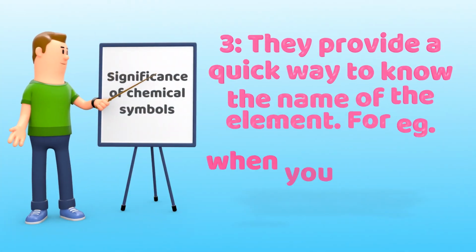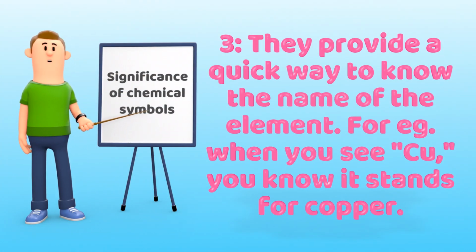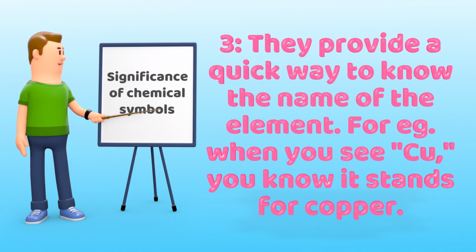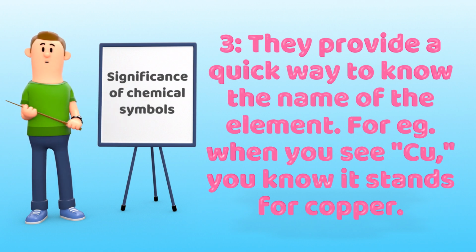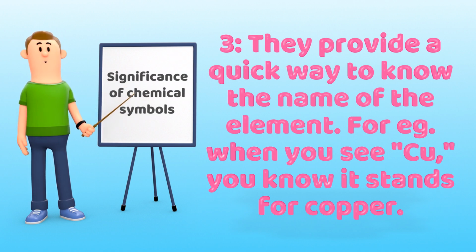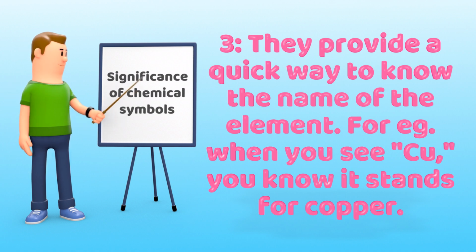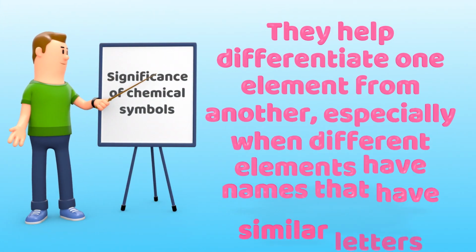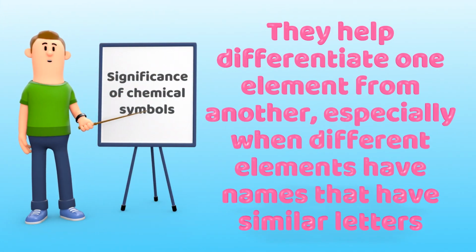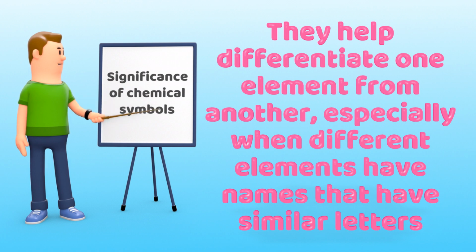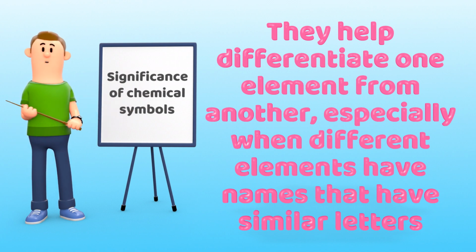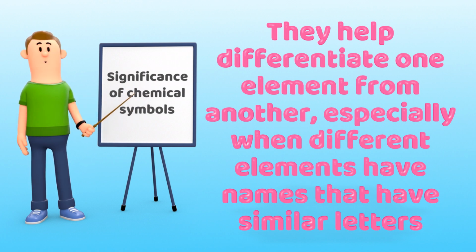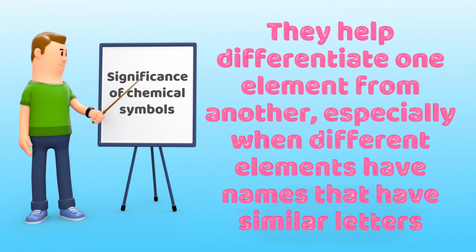Another importance is that chemical symbols provide a quick way to know the name of the element. For example, if you see Cu, you know it is copper. Also, another importance is that chemical symbols help in differentiating one element from another, especially those elements which have similar letters.